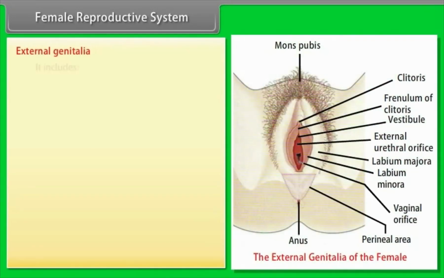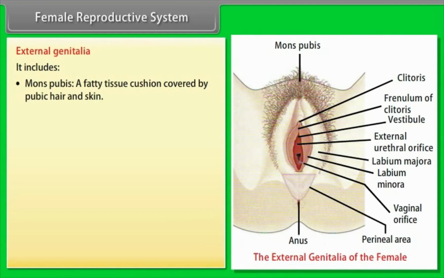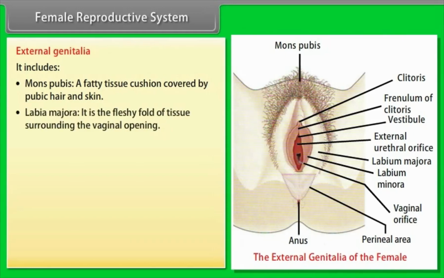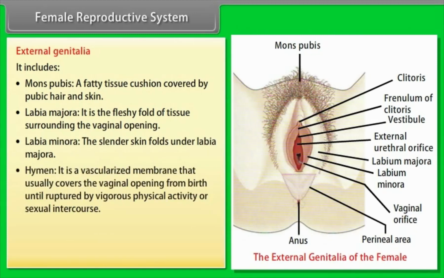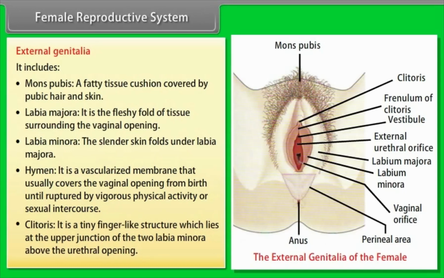External genitalia. It includes mons pubis, a fatty tissue cushion covered by pubic hair and skin. Labia majora. It is the fleshy fold of tissue surrounding the vaginal opening. Labia minora are the slender skin folds under the labia majora. Hymen. It is a vascularized membrane that usually covers the vaginal opening from birth until ruptured by vigorous physical activity or sexual intercourse. Clitoris. It is a tiny finger-like structure which lies at the upper junction of the two labia minora above the urethral opening.